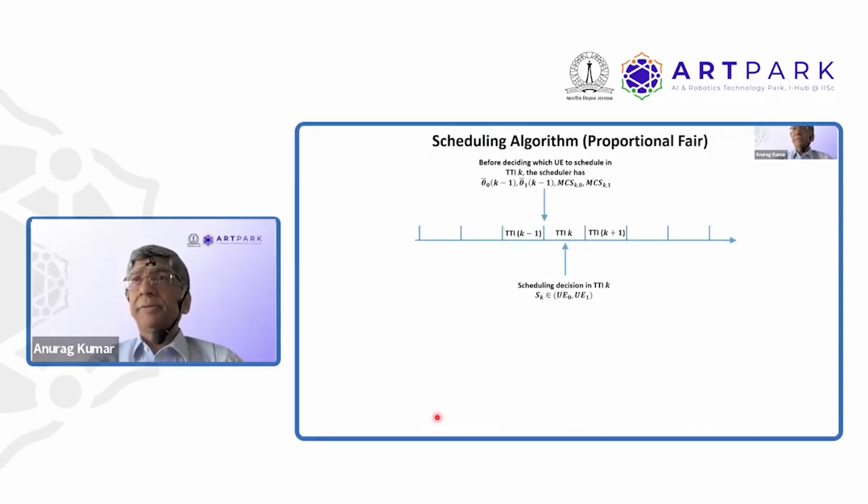Let's come to the proportional fair. Perhaps the most important algorithm for operators. You should understand this very carefully. There are many ramifications of this.